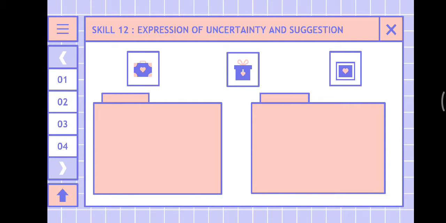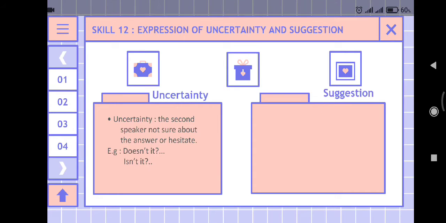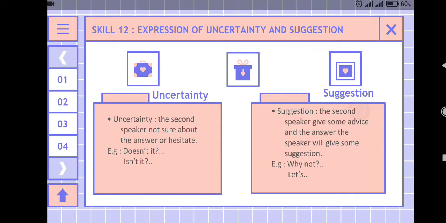And now skill 12 is expression of uncertainty and suggestion. Uncertainty: the second speaker is not sure about the answer or hesitates, and the examples are doesn't it, isn't it? And the suggestion is when the second speaker gives some advice, and the answer is that the speaker will give some suggestion. The examples are why not and let's.